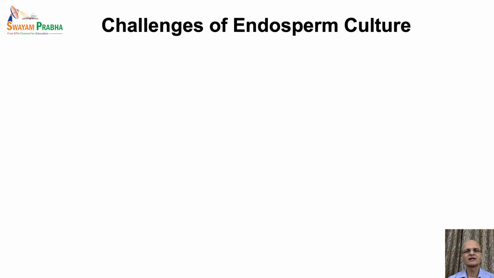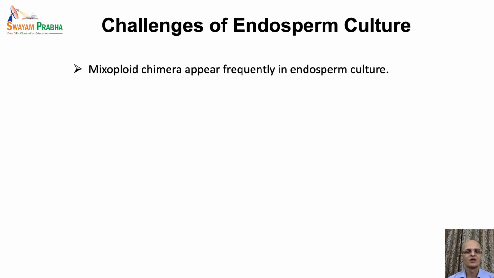Though endosperm culture appears to be a straightforward approach for the production of triploids, there are several challenges for in vitro culturing of the endosperm tissue. First is the development of mixoploid chimeras that appear frequently during endosperm culture. Usually when we cross-hybridize species of two different ploidies, progeny plants may have a mixture of ploidy. A similar type of chimeric plant originates in endosperm cultures too.